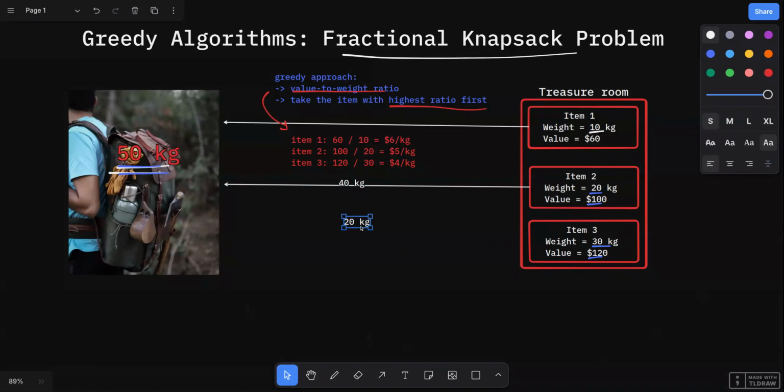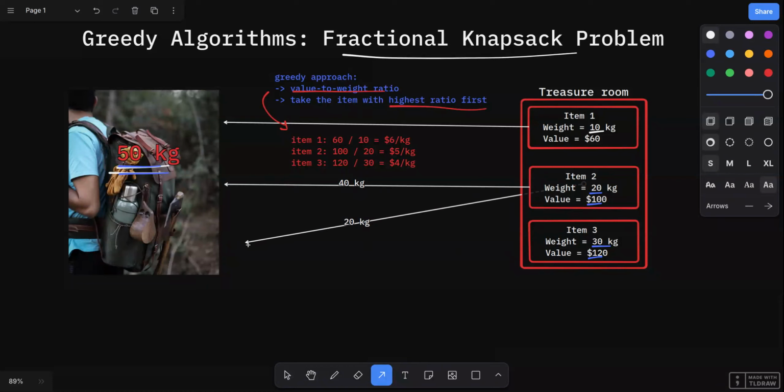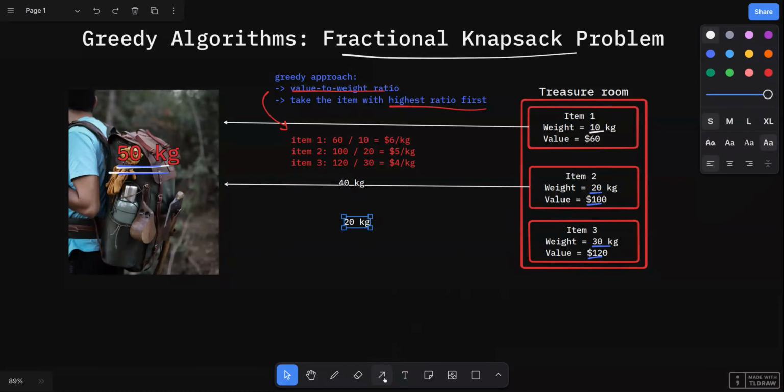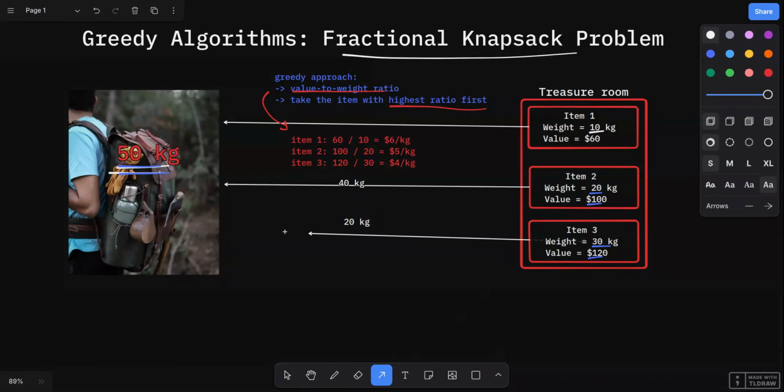So since we only have 20 kgs left of space, we can only take two-thirds of item 3. And two-thirds of item 3 is going to be 20 kgs out of the 30 kgs that are there. Therefore, we're going to end up adding a value of $80 to our knapsack. So basically what we're going to do now is take 20 kgs from here. Not there. Let me just repeat this. So from here, we are taking the 20 kgs.